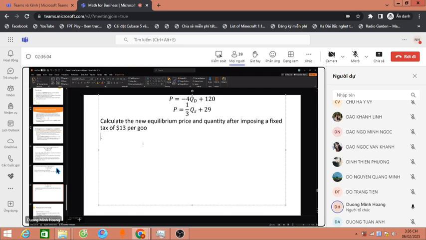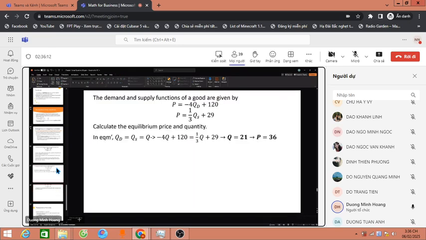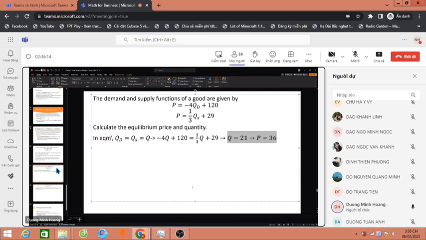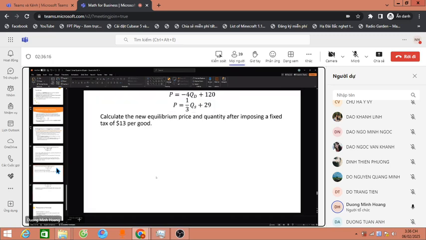Okay, so we're good here. This is our original equilibrium price and quantity. Now the government imposes a fixed tax of $13 per good. So for every good that is sold on the market, there would be a $13 tax.